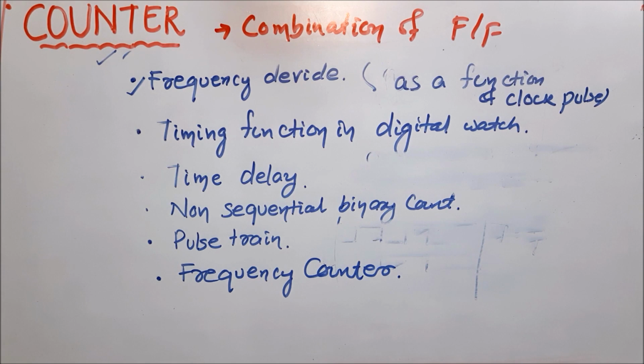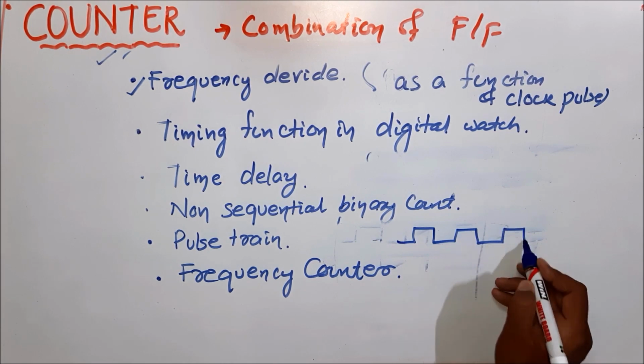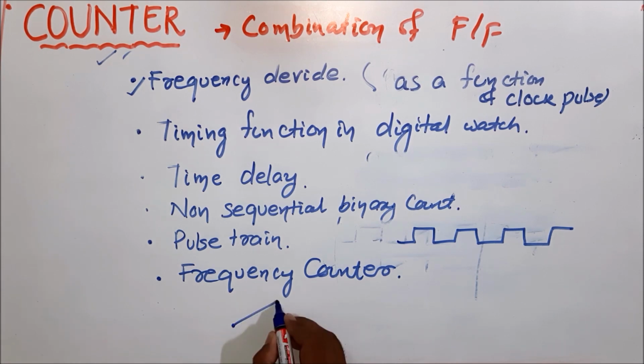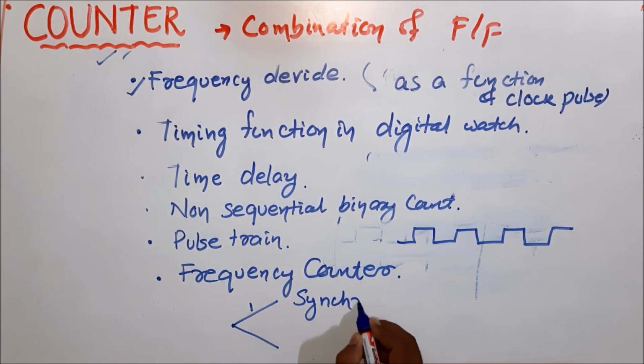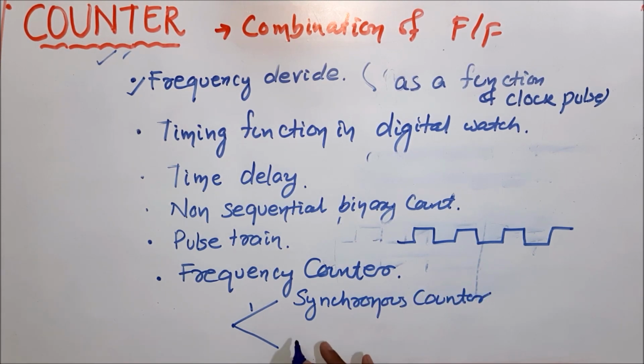And as a basic use, a counter can also be used as a frequency counter. That means it can count the number of pulses. So this is the frequency. These are all the applications of counters, and we can say counters can be divided into two types. The first one is the synchronous counter, and the second one will be the asynchronous counter.